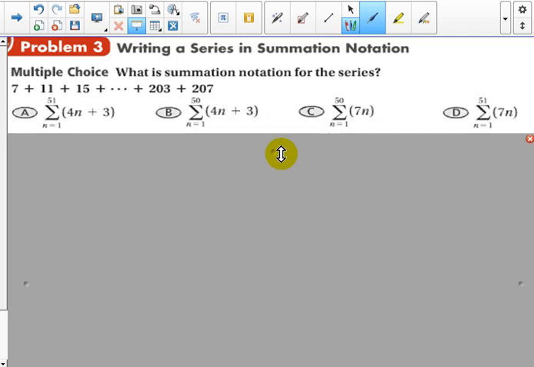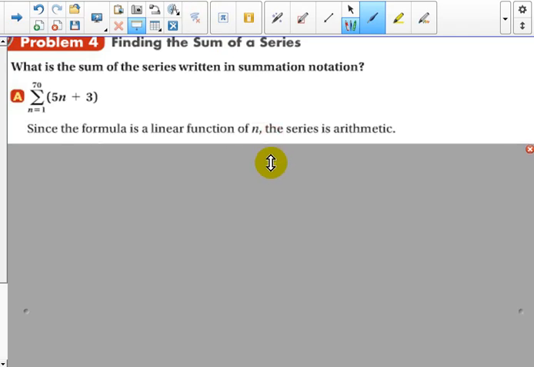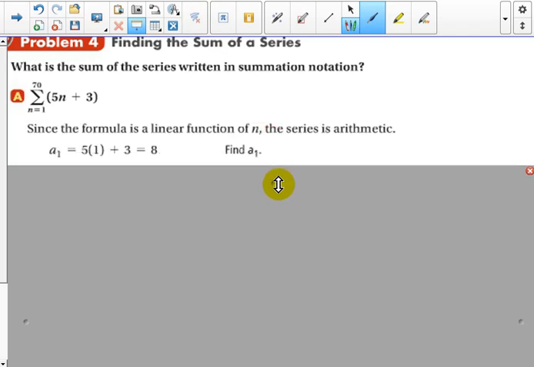All right, and then that gets us to our last problem, number 4. Finding the sum of a series. So what is the sum of the series written in summation notation? Here we go, and this is really preparing us for calculus and pre-calc. So the summation from 1 to 70 of 5n plus 3. Well, what's that going to equal? Since it's a linear function of n, the series is arithmetic.